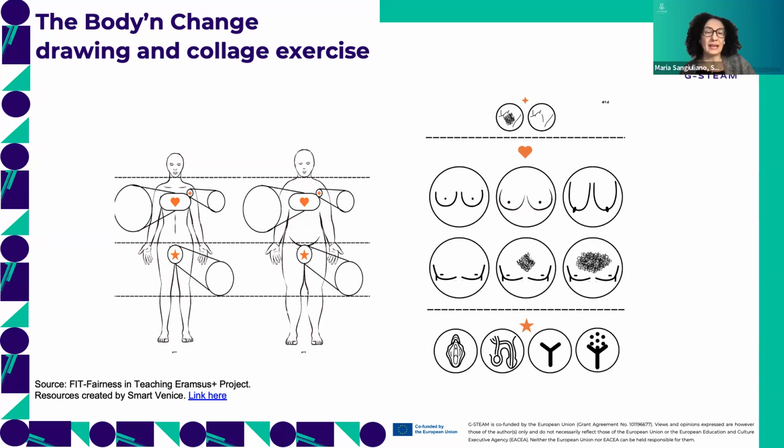And they can include the images representing the sexual attributes into the circles. In this case, the teacher will guide an individual or a group reflection on the resulting body, and if need be, the topics related to gender dysphoria or gender transition can be introduced.